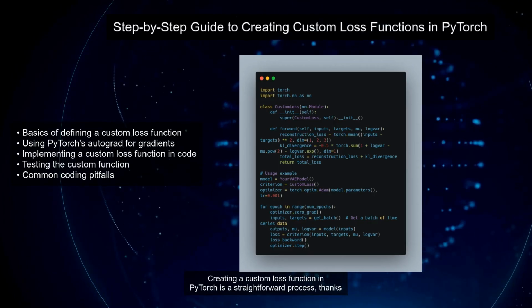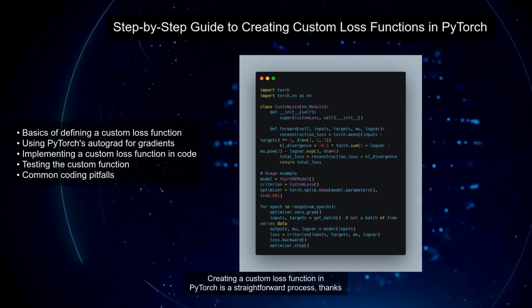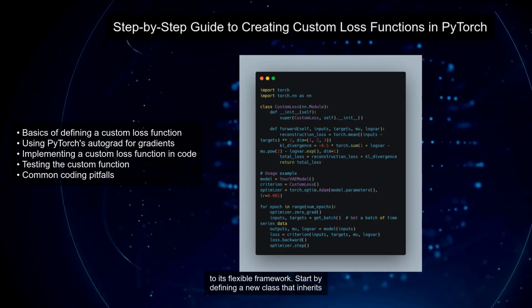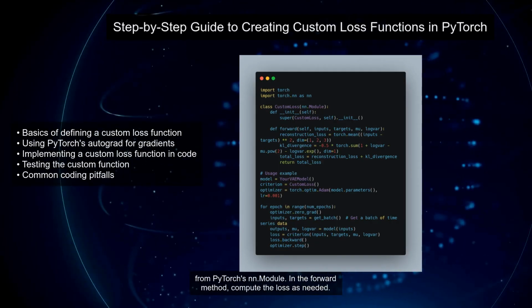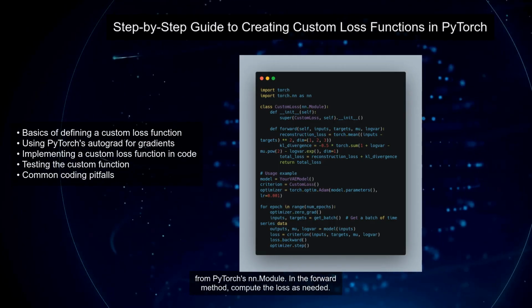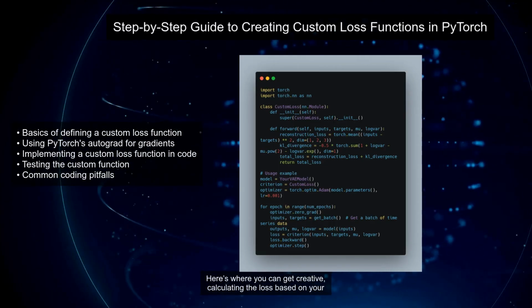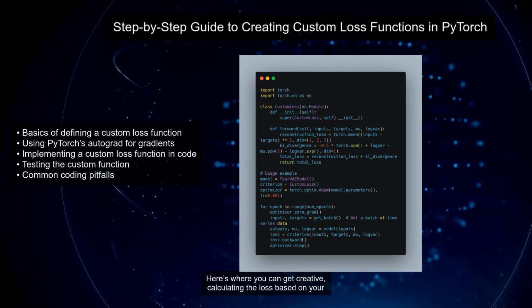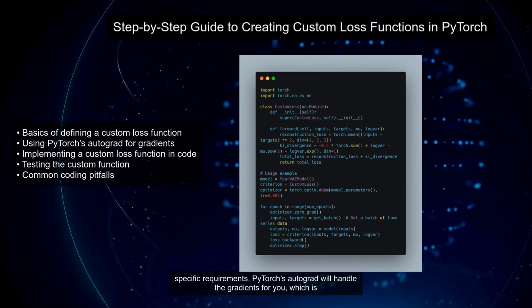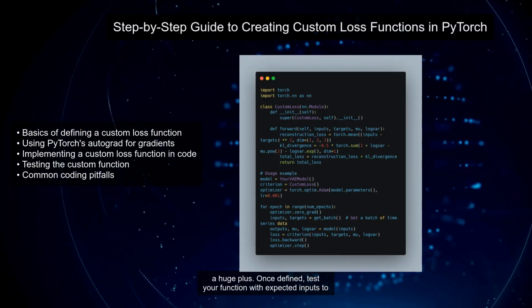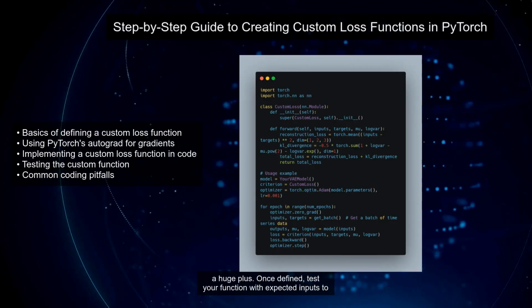Creating a custom loss function in PyTorch is a straightforward process, thanks to its flexible framework. Start by defining a new class that inherits from PyTorch's nn.Module. In the forward method, compute the losses needed. Here's where you can get creative, calculating the loss based on your specific requirements. PyTorch's autograd will handle the gradients for you, which is a huge plus.